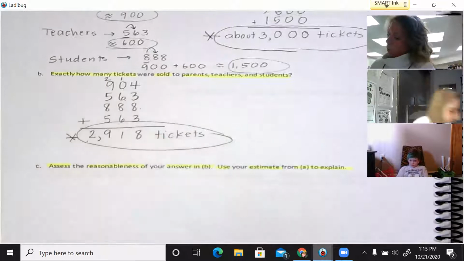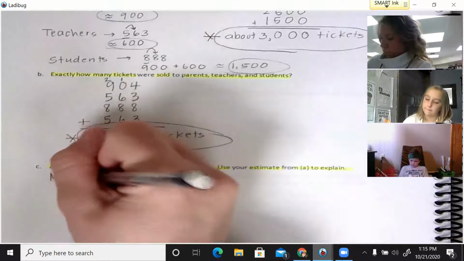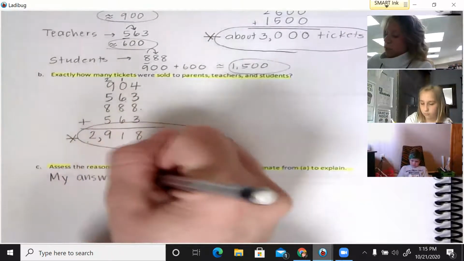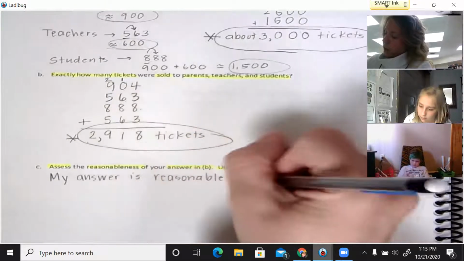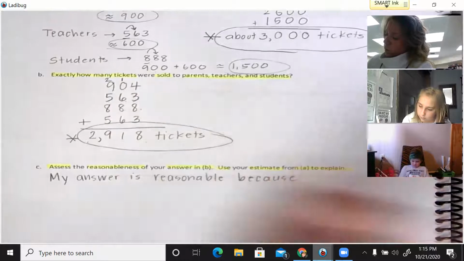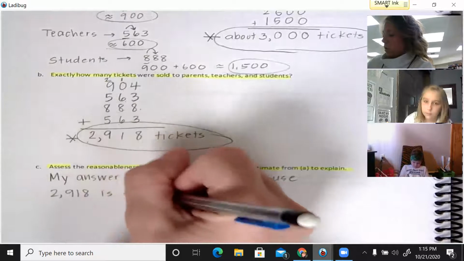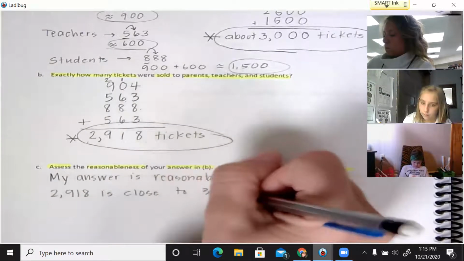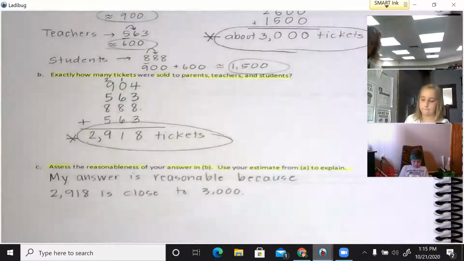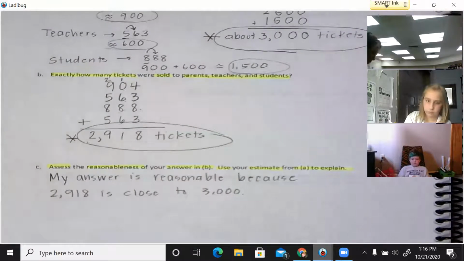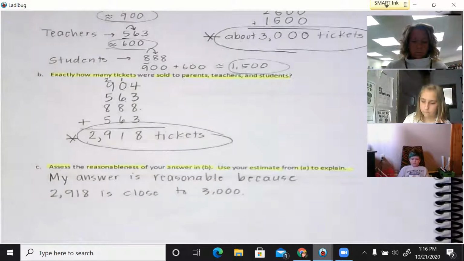So we have to explain that. So we're going to write, my answer is reasonable because 2,918 is close to 3,000. My answer is reasonable because 2,918 is close to 3,000.